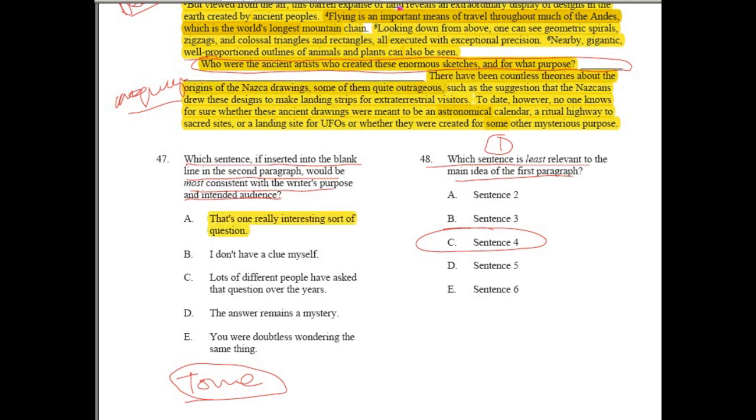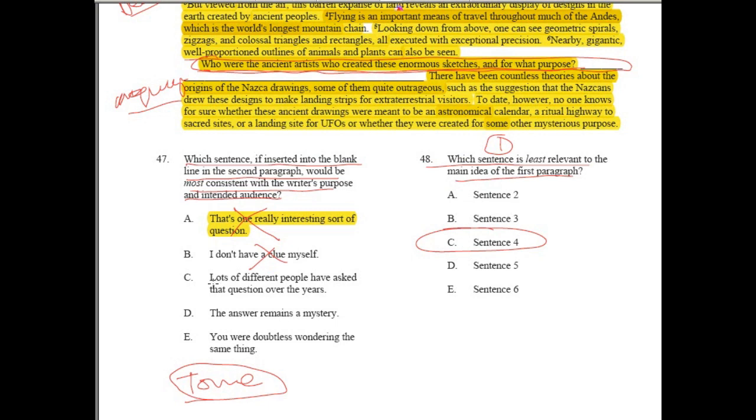That is way too informal for this paragraph because it's a little bit more academic, I think. I don't have a clue myself. That does not fit in tone. Let's read it again from here. Who are the ancient artists who created these enormous sketches and for what purpose?